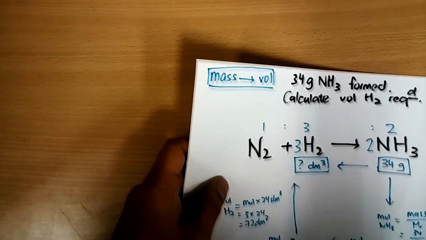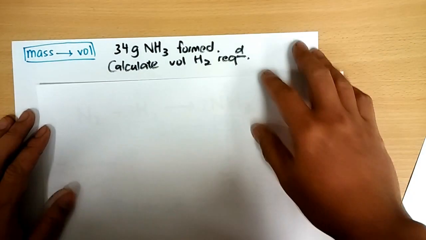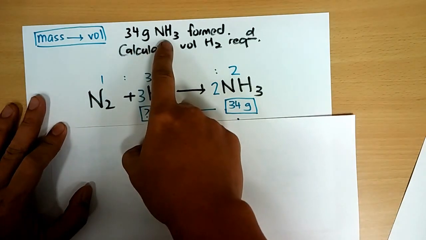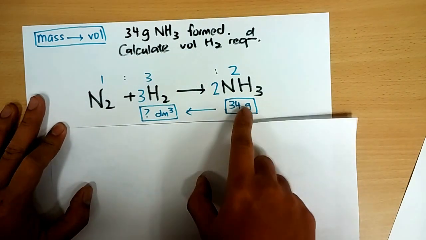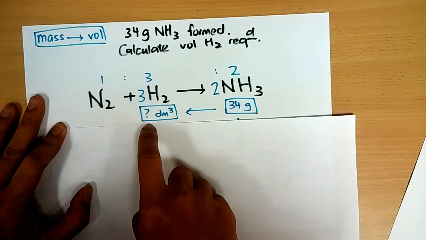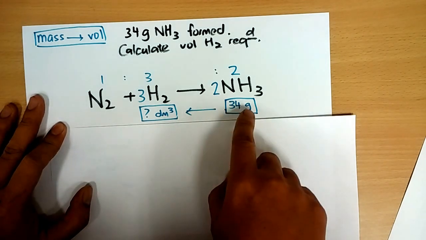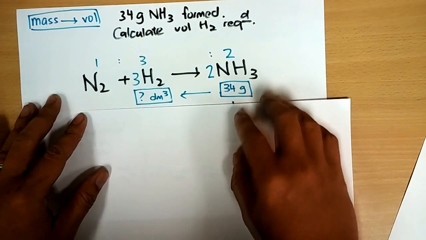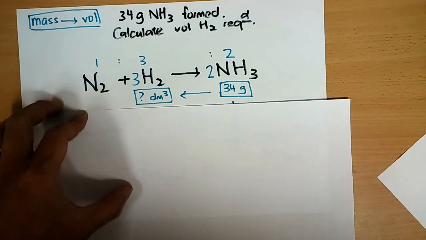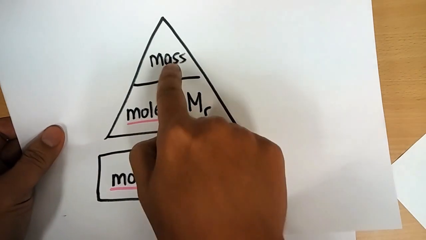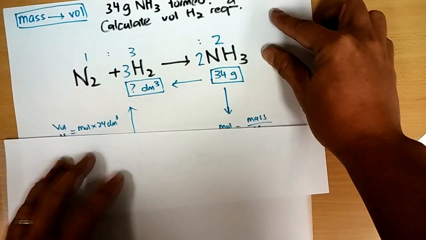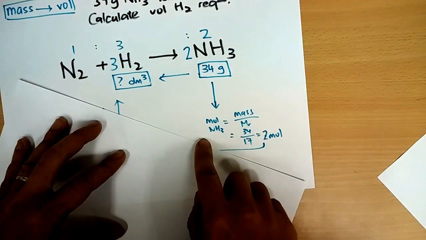Now, what happens if you have a question like this? Now you're given 34 grams of ammonia gas. Calculate the volume of hydrogen gas required. Now you're given the mass. Okay, how do you change it to dm cube? So it's a play of 2 triangles basically. Remember this triangle? You're given the mass. So what you can find here is convert it into the mole.